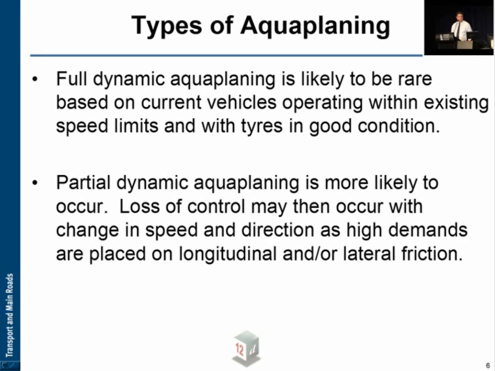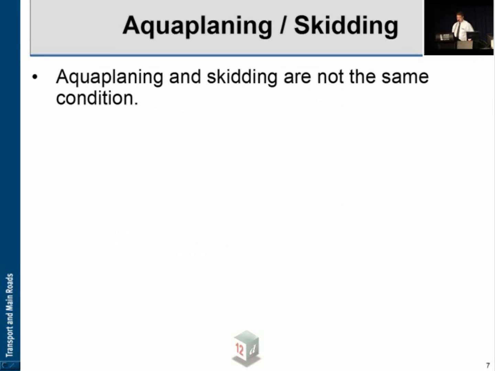Partial dynamic aquaplaning is more likely to occur. Loss of control may occur with the change in speed or direction as high demands on friction are placed. We're looking at longitudinal and lateral. The pavement doesn't know which direction the tyre is going, so there's a so-called bucket of friction there. As a car's driving along, it has longitudinal and lateral requirements, and it just takes out of the bucket for both of those. So if one gets used too much, for say longitudinal, there's not much for lateral, and the car starts slipping sideways.